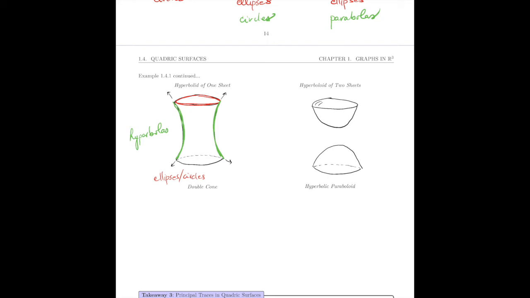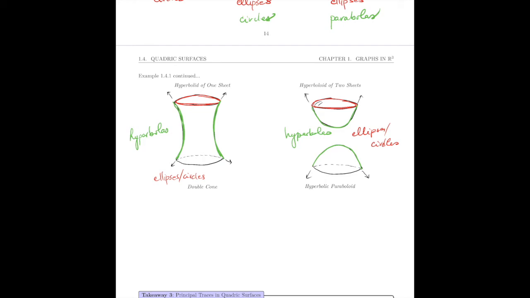So you might not be surprised to see that you still have ellipses or circles, and you still have hyperbolas. Although the shape of the object is a little bit different, we still have hyperbolas, and we still have ellipses or circles. And the same thing, right? This is not a closed object. This is an object that I've just drawn a portion of that continues. The double cone you can think of as the hyperboloid of one sheet just before it splits into a hyperboloid of two sheets.